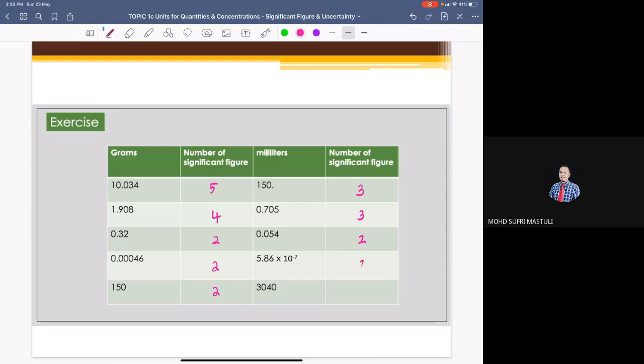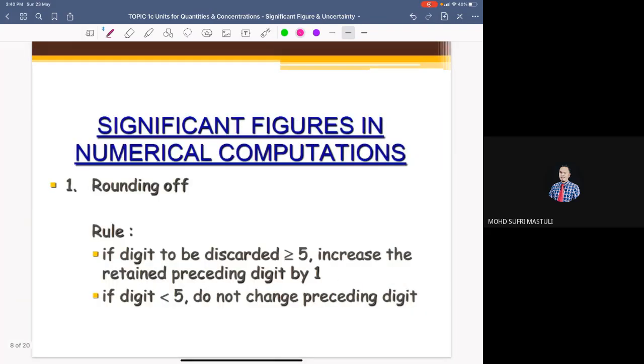This is three significant figures. This one is only three significant figures because there is no decimal point, so the last zero is not significant. The zeros between non-zero digits are significant. I hope you can understand significant figures, or significant numbers.